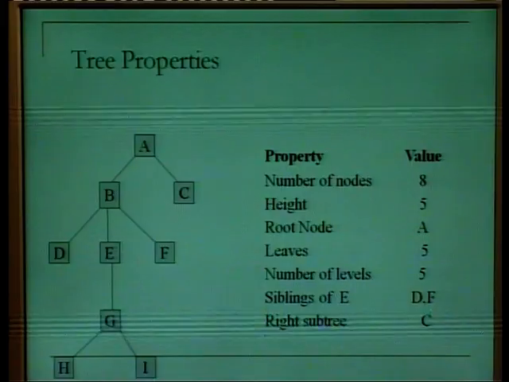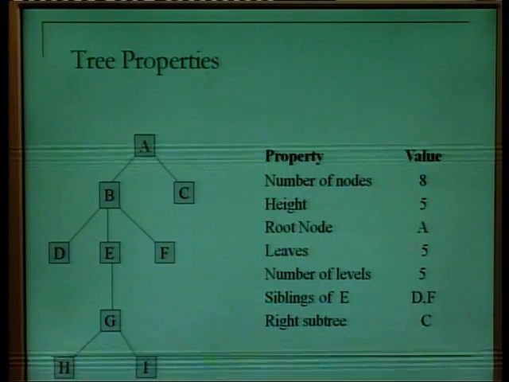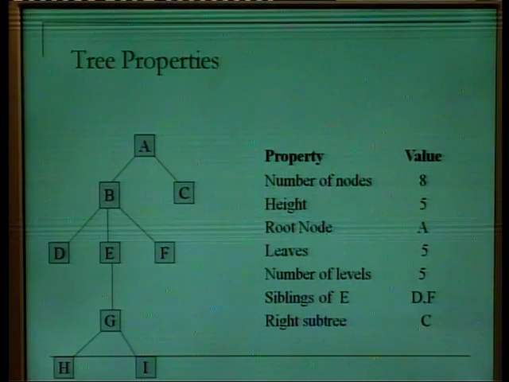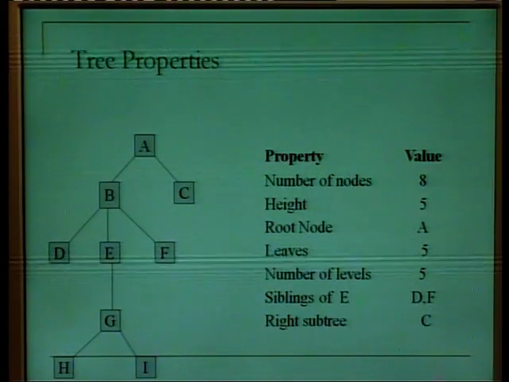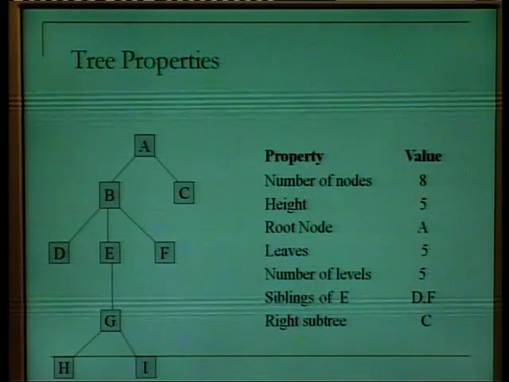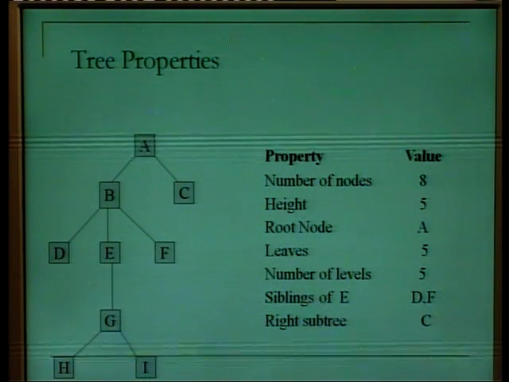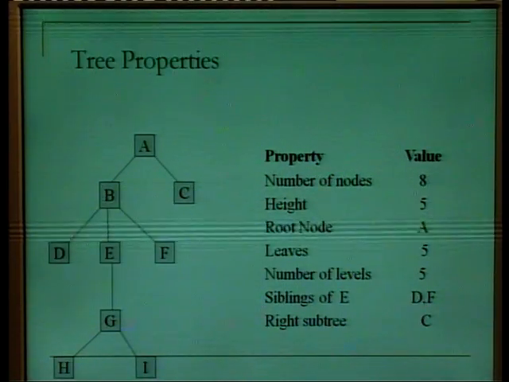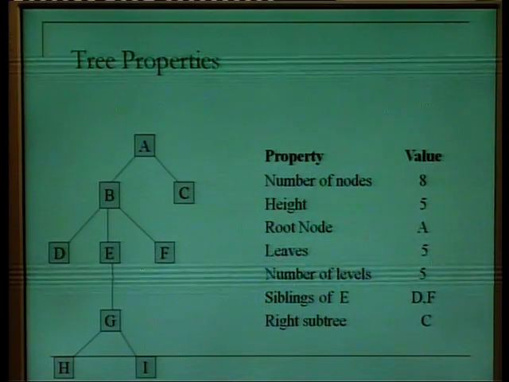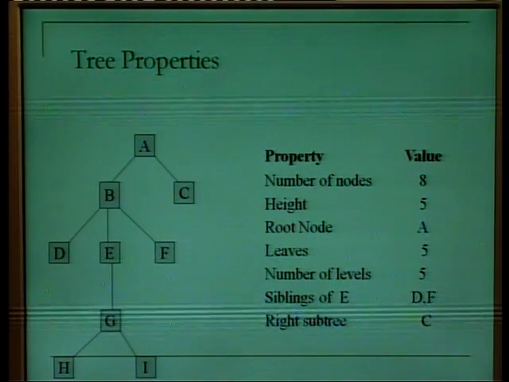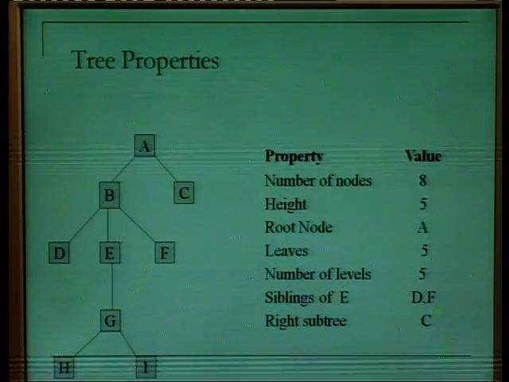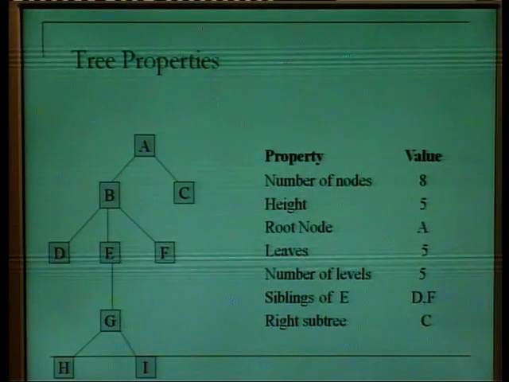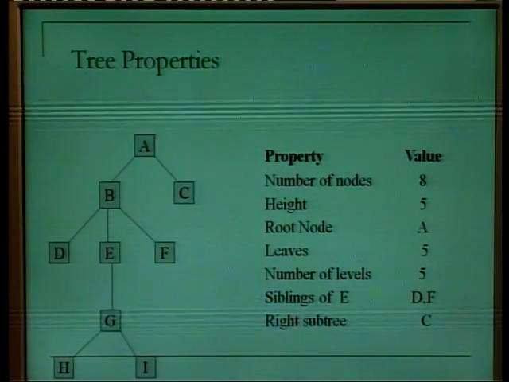Now leaves are those nodes having no subpart, or we can say no children. In this example, D, H, I, F and C are leaves. So we have 5 leaves. Number of levels in this tree, as we have already counted, is 5. Now what are the siblings? Siblings of E are D and F, because all these 3 nodes D, E, F are on the same level. So D and F are siblings of E. Right subtree of the root node: as we know, A is the root node, and right subtree of this root node is C.